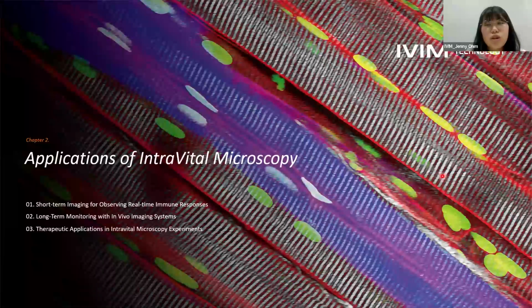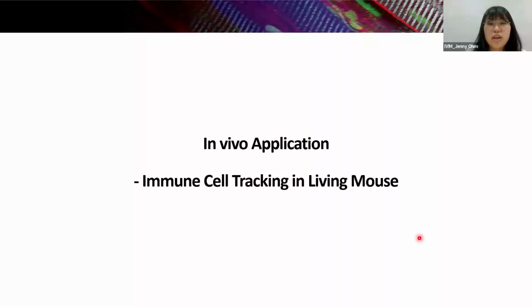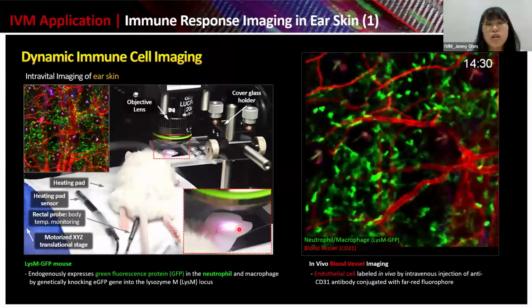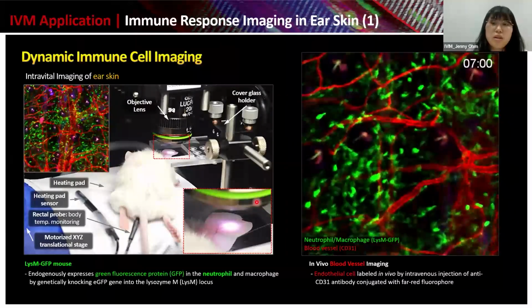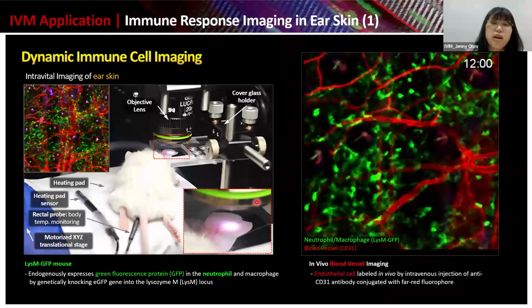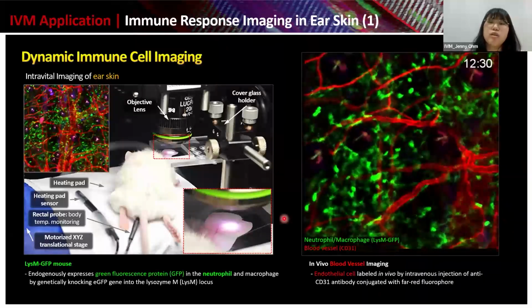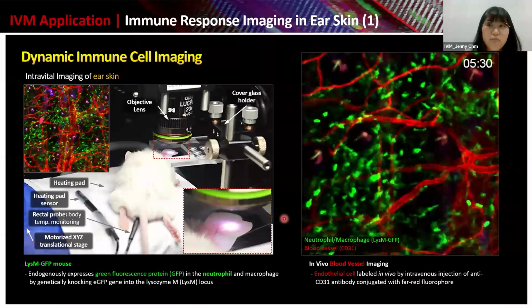Now I'd like to move on to some of the actual application studies that we've performed at iBeam Technology using the intravital microscopy system. To begin, I'll show you how we visualized immune cell responses and the migration of immune cells in different organs using intravital microscopy. So first, we employed a lyse GFP transgenic mouse, which exhibits endogenous GFP expression, specifically in neutrophils and macrophages, to observe dynamic immune cell responses after inducing skin irritation by irradiation.